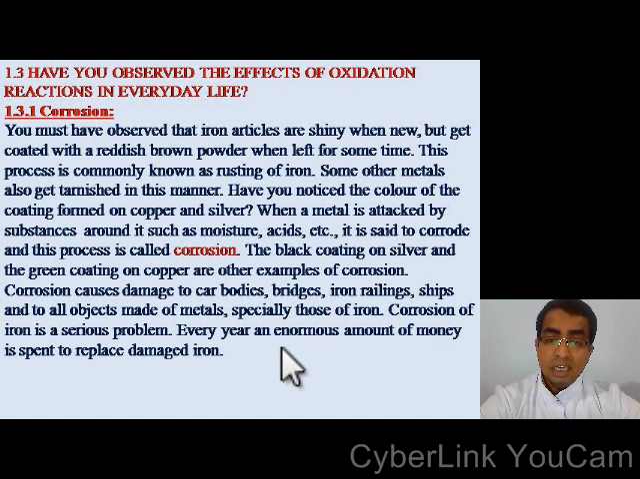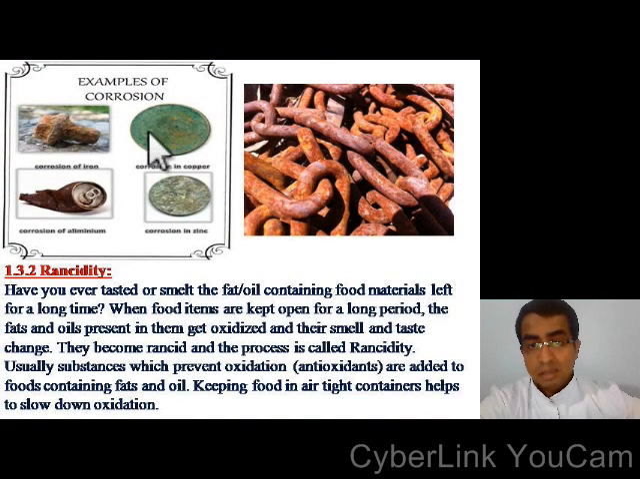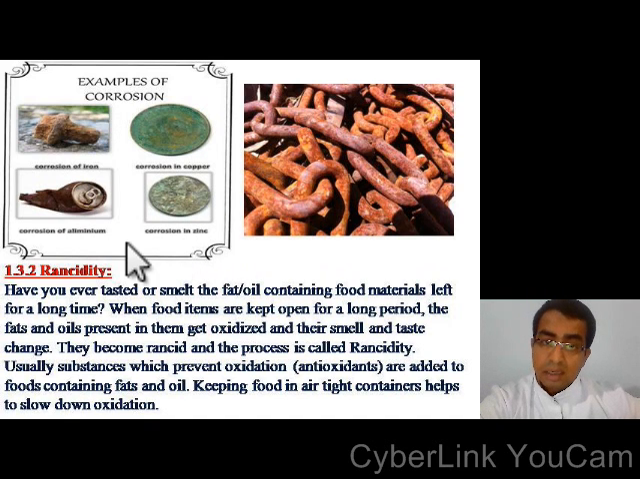Corrosion causes damage to car bodies, bridges, iron railings, ships, and all objects made of metals, especially those of iron. Corrosion of iron is a serious problem that we know. Every year, an enormous amount of money is spent to replace damaged iron. This is one effect of oxidation. You can see some examples of corrosion: corrosion of iron, corrosion of copper, corrosion of zinc, and corrosion of aluminium. This is the rusting of iron. You can see here.